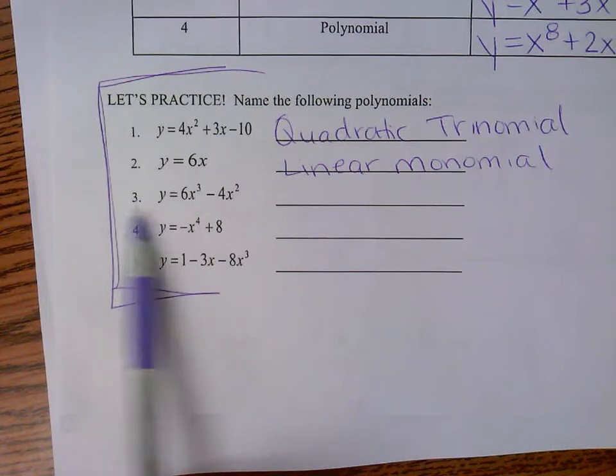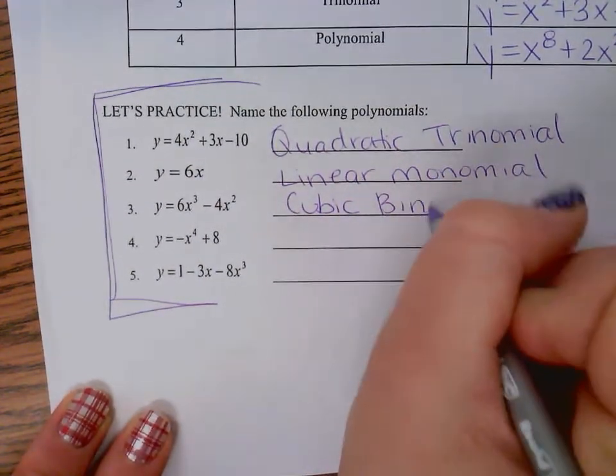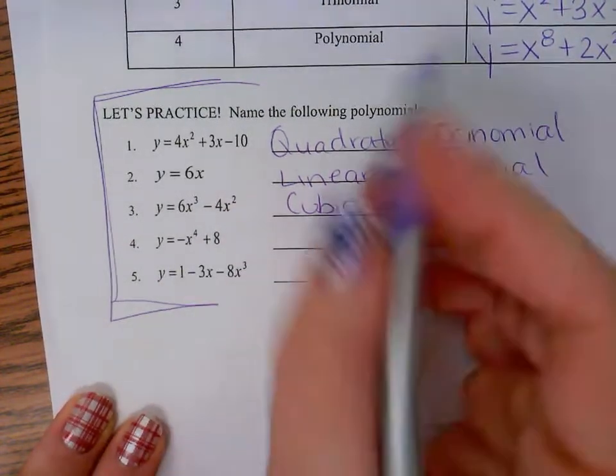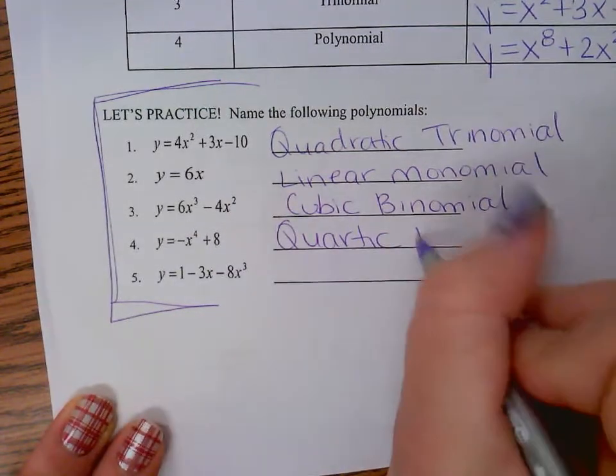Number 3, that is a cubic, and it's a binomial, right? 2 terms. This is a quartic because it's 4th degree. And again, it's a binomial, right? 2 terms.